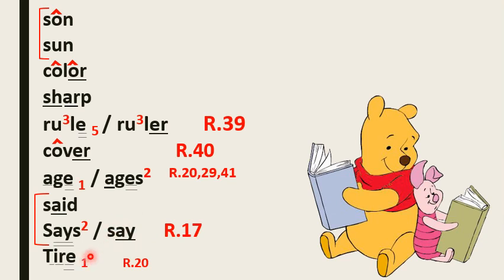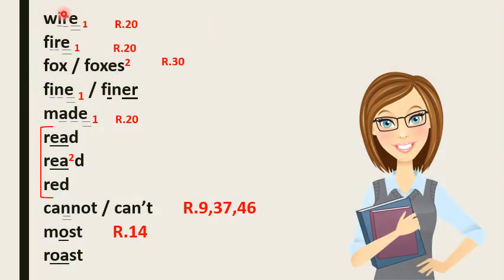Tire. Silent final E, job number 1, let the vowel say its name. I. The vowel I is saying its name and it will be Rule 20. Here we have wire, fire. They are both silent final E, job number 1. Let the vowel say its name. The vowel I is saying its name and it's becoming long. So it will be Rule 20.